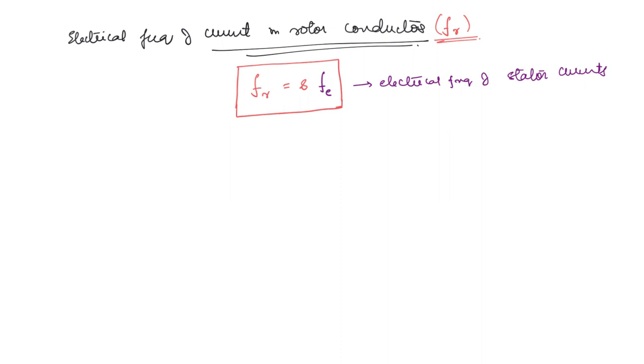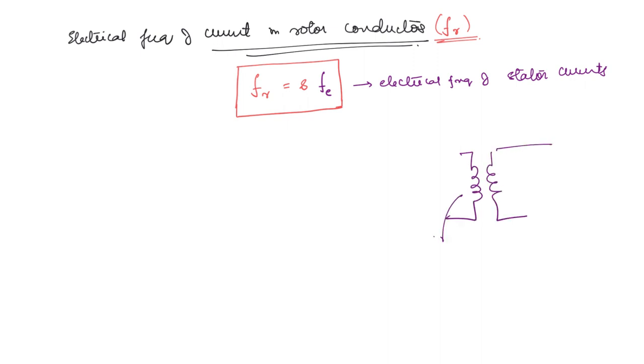Slip will become 1. S is equal to 0 for the speed equal to synchronous speed, and it will be equal to 1 for n is equal to 0. Okay, since it is equal to the difference between the actual speed and the synchronous speed. So when S is equal to 1, what will happen? The frequency will simply be equal to the electrical frequency of the stator currents. Why is it like that? Because when the motor is not rotating, then it will simply function as a transformer.